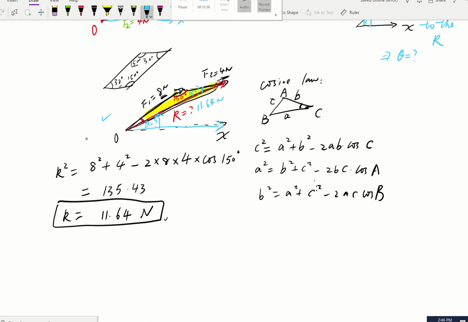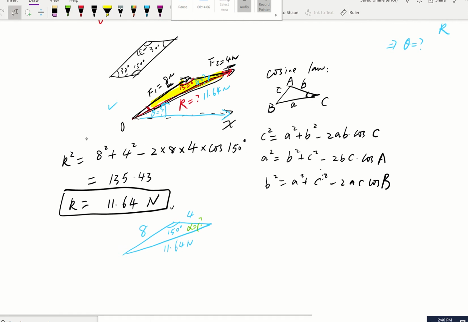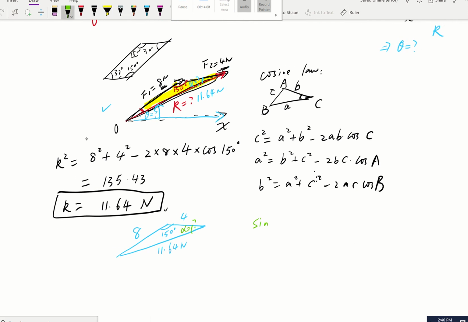Yes? So if I isolate this triangle out, you know this is 8 Newton, this is 4 Newton. The angle between them is 150 degrees, and this side, its resultant, 11.64, we just calculated. And our goal right now is finding this angle alpha. How do we solve it? Trigonometry, right? Sine law. So that's where we're going. Earlier you used cosine law, now it's sine law.